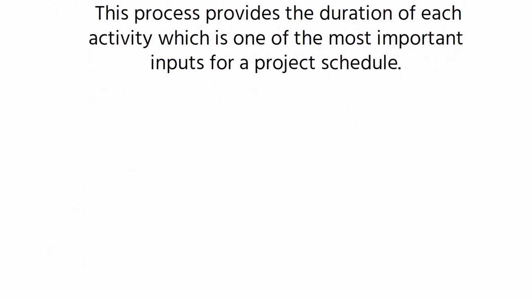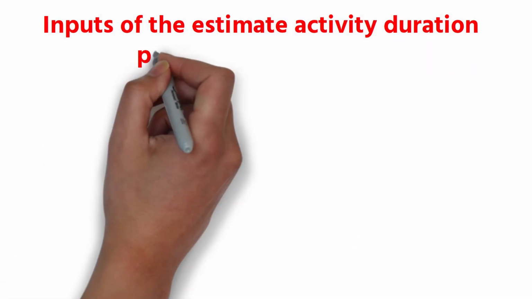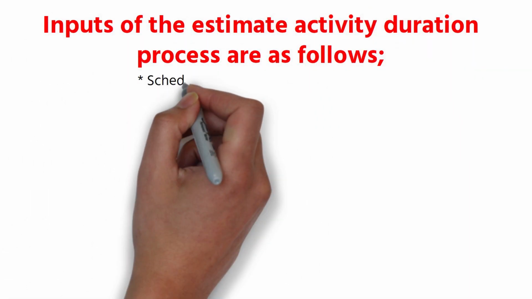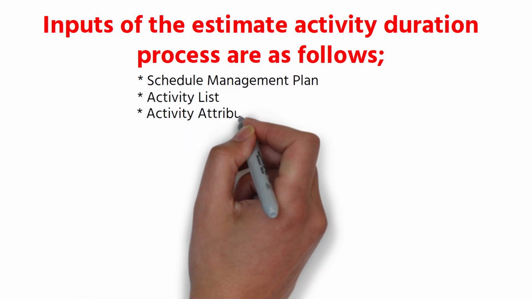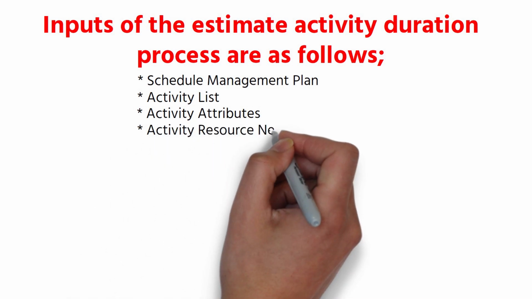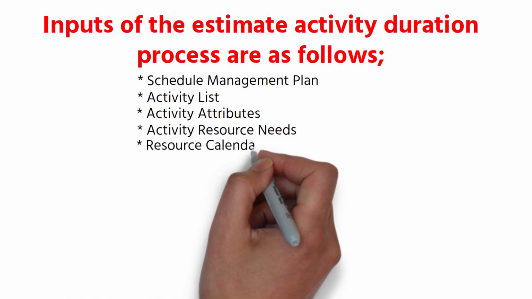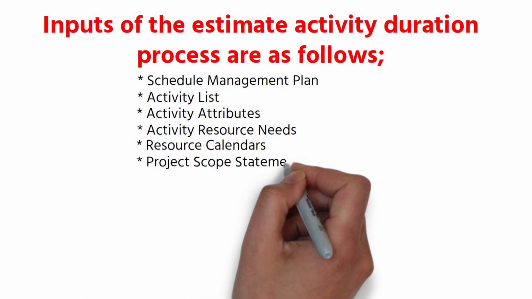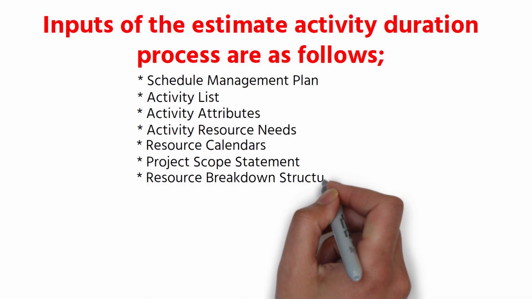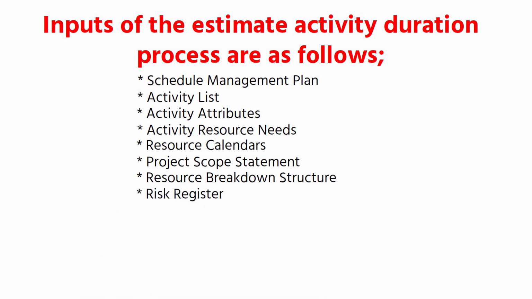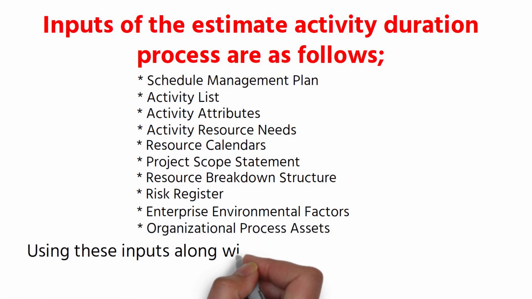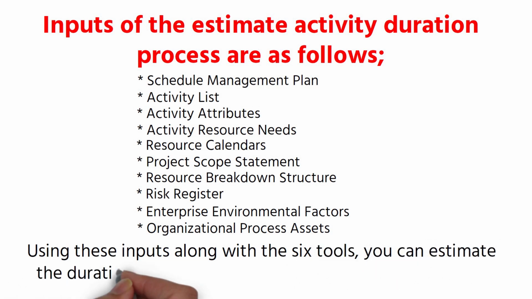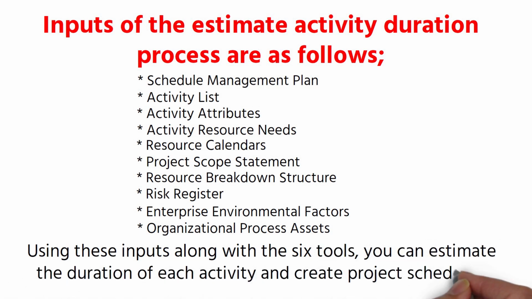project schedule. Inputs of the estimate activity duration process are as follows: schedule management plan, activity list, activity attributes, activity resource needs, resource calendars, project scope statement, resource breakdown structure, risk register, enterprise environmental factors, organizational process assets. Using these inputs along with the 6 tools, you can estimate the duration of each activity and create project schedules.